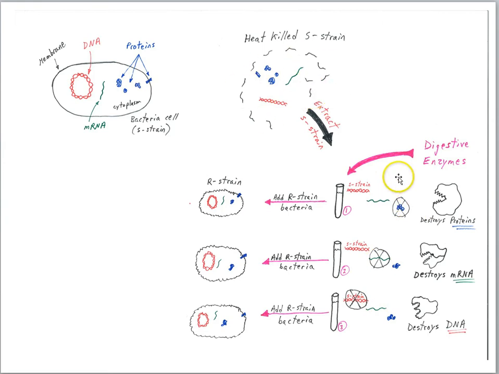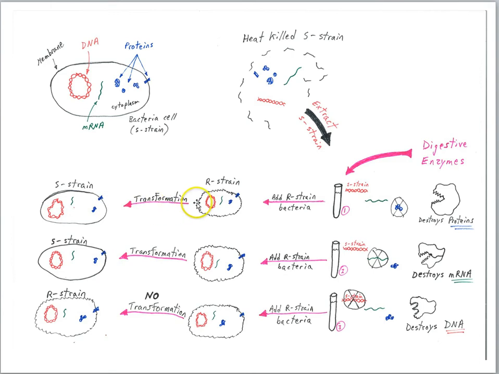This is a nice design, because if destroying proteins eliminates transformation, then we can conclude protein is the transforming factor. If destroying messenger RNA eliminates transformation, then we conclude that messenger RNA is the transforming factor. If destroying DNA eliminates the transformation, then we conclude that DNA is the transforming factor. So what happened?